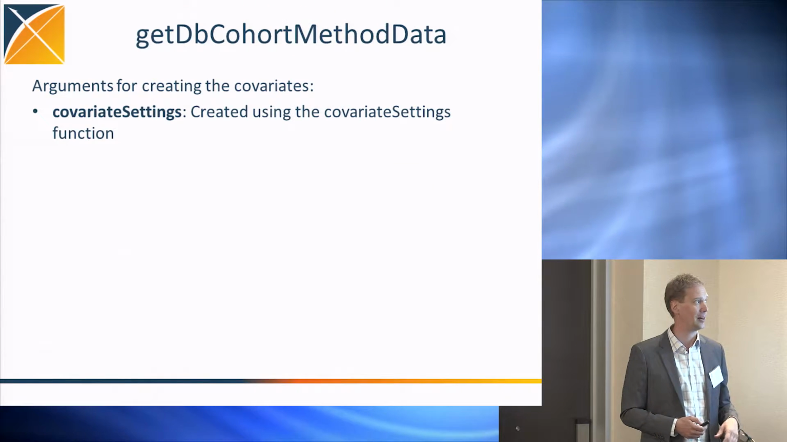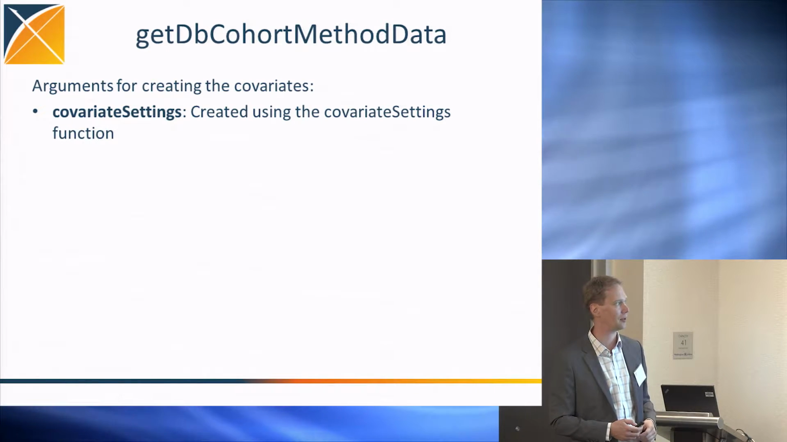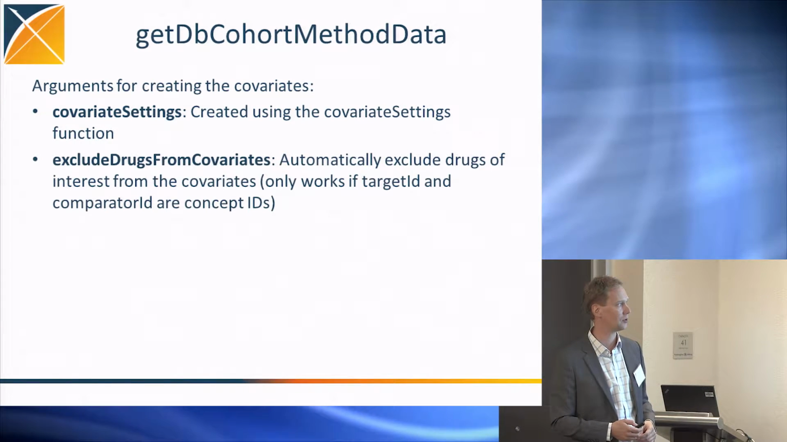Then we need arguments for creating the covariate. So we have our covariate settings object that you create using the create covariate settings function.